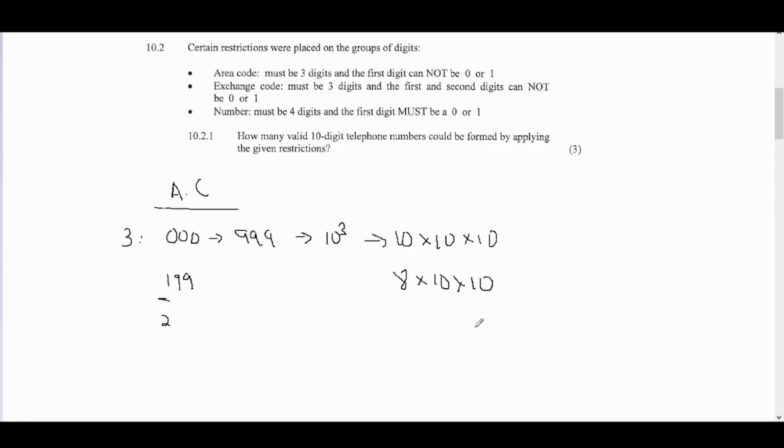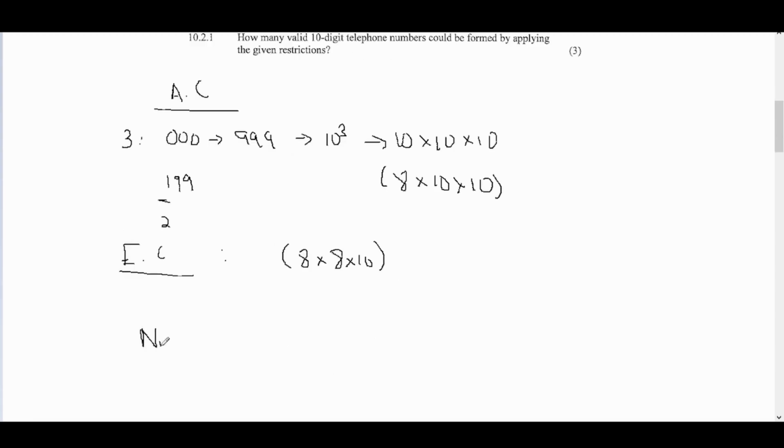And I think this is how we will represent our AC, or our area code. And then we'll do the same thing for our exchange code. So we've got right here the exchange code, but in this one the first and second digits cannot be 0 and 1. So using the same logic for this one, we're going to have 8 multiplied by 8 multiplied by 10, since there's no restriction on the third digit, and the first and second have the restriction where they can't be 0 and 1.